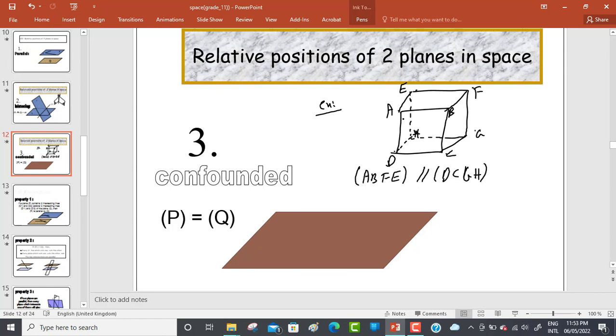For example, this is the plane ABFE, and the plane ABF are confounded. It's the same plane. You will say that the plane ABF is a triangle, but the plane has no limits, it has unlimited length and width. It doesn't stop at AF. So you can say that plane ABF is the same as plane ABFE. So ABF and ABFE are confounded.